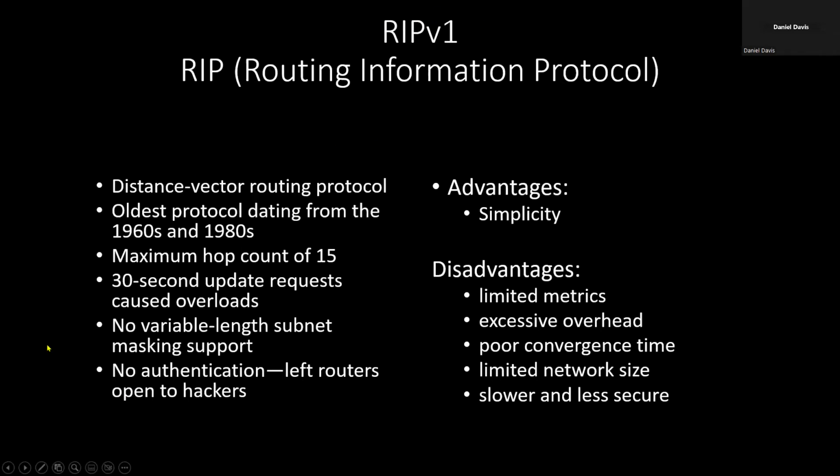RIP version 2 does have some authentication. We'll talk about that here in a second. But essentially, it was very easy to attack a network. You could just send out a fake routing table, and every router on the network would just inherently believe whatever you tell them. The key advantage was it was extremely simple, simplicity. Here are some disadvantages: limited metrics, excessive overhead, poor convergence time, limited network size, and slower and less secure.